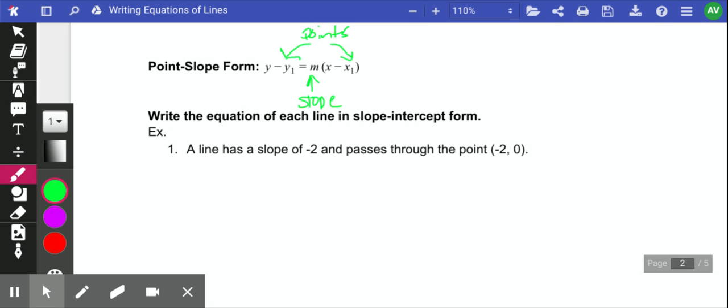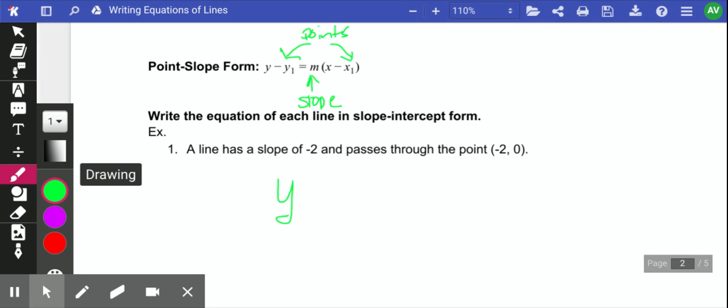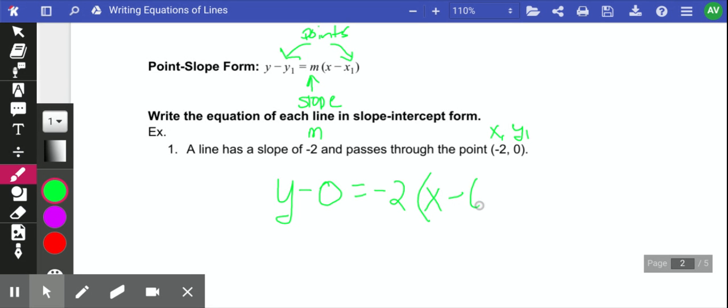A line has a slope of -2 and passes through the point -2, 0. All right, so I'm going to plug it in. Perhaps before we do that, we should label. This is the slope, this is going to be in place of m. -2 is x1. 0 is y1. Okay? So now, plugging in y minus y1, so y minus 0 equals the slope, -2, times x minus this one, the -2, because that goes in place of x1.